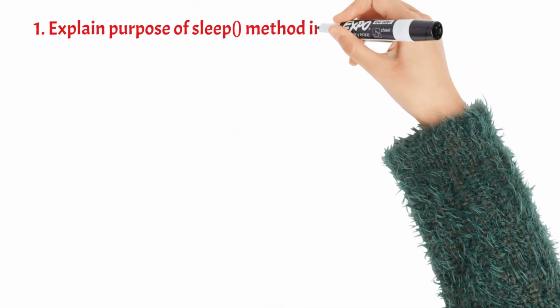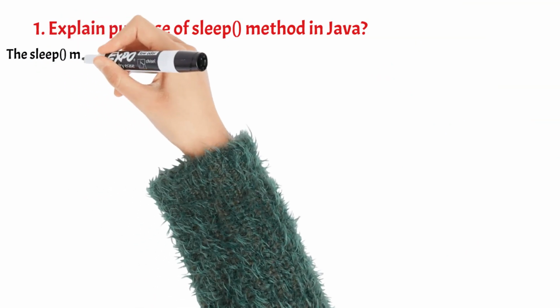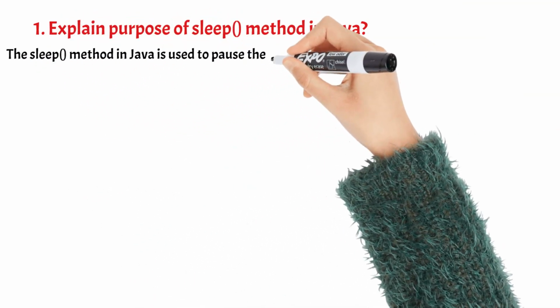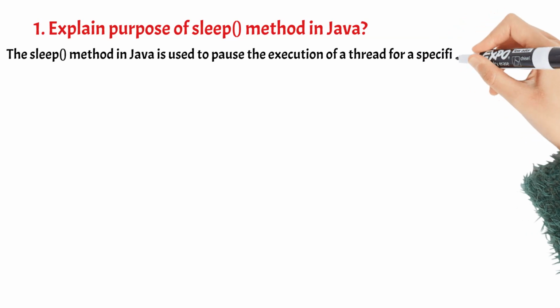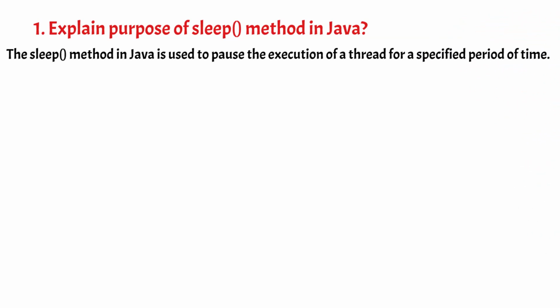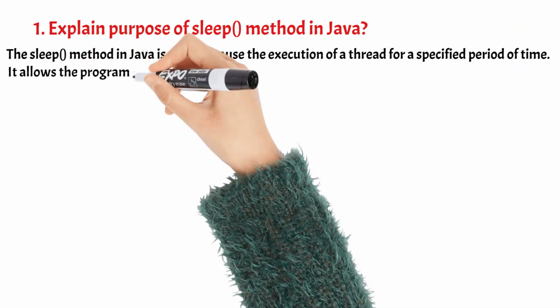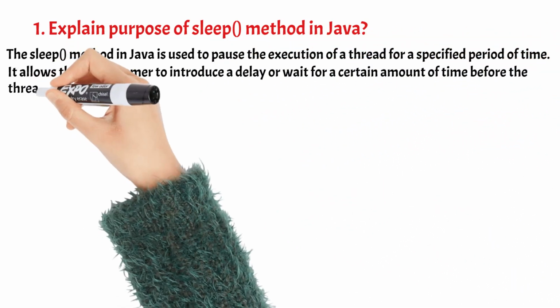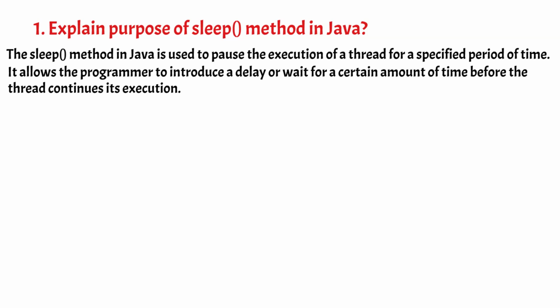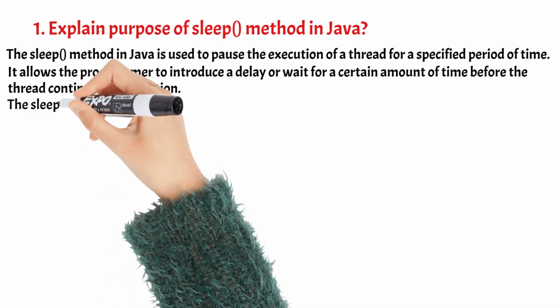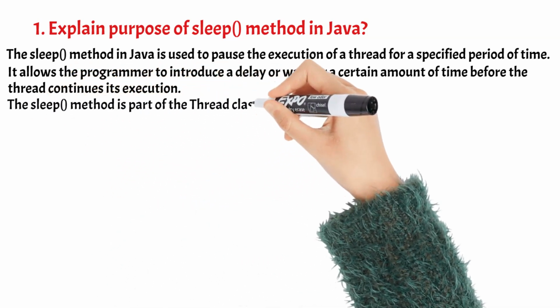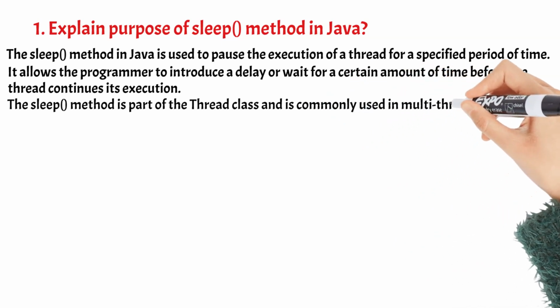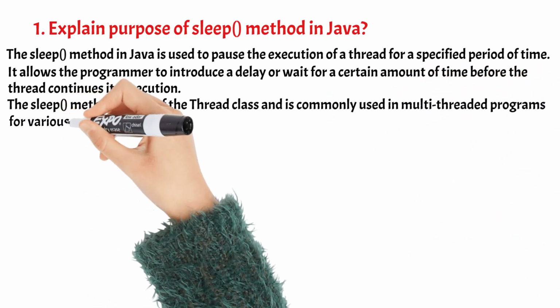1. Explain purpose of sleep method in Java. The sleep method in Java is used to pause the execution of a thread for a specified period of time. It allows the programmer to introduce a delay or wait for a certain amount of time before the thread continues its execution. The sleep method is part of the Thread class and is commonly used in multi-threaded programs for various purposes.